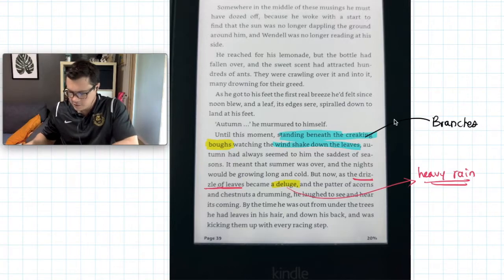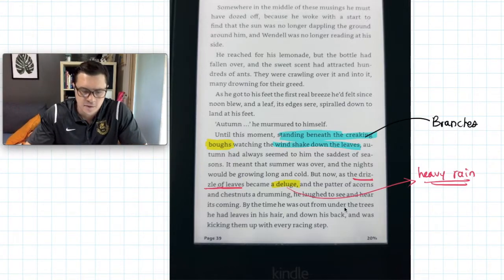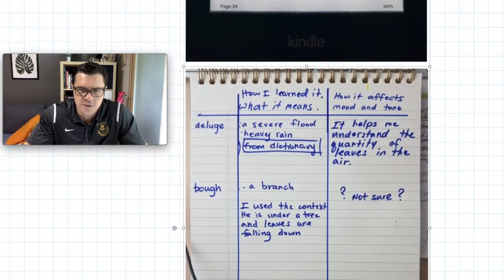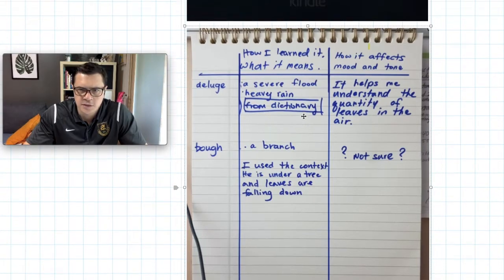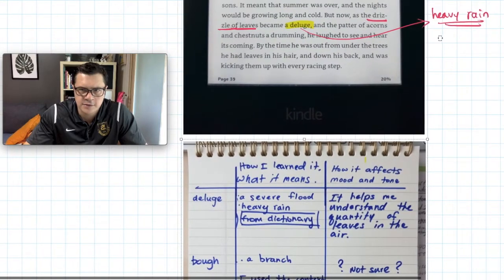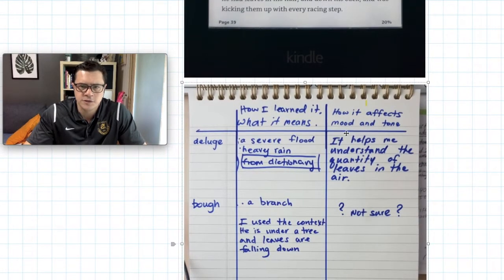Okay, so the way I'm going to keep track of this and how I'm going to think a little more about it is like what you see here. Okay, now this is a very simple word journal. I have deluge, right, a severe flood or heavy rain, and I looked it up in the dictionary. I also had a pretty good guess just by looking at the context. And then I asked one more important question: how it affects the mood and tone.